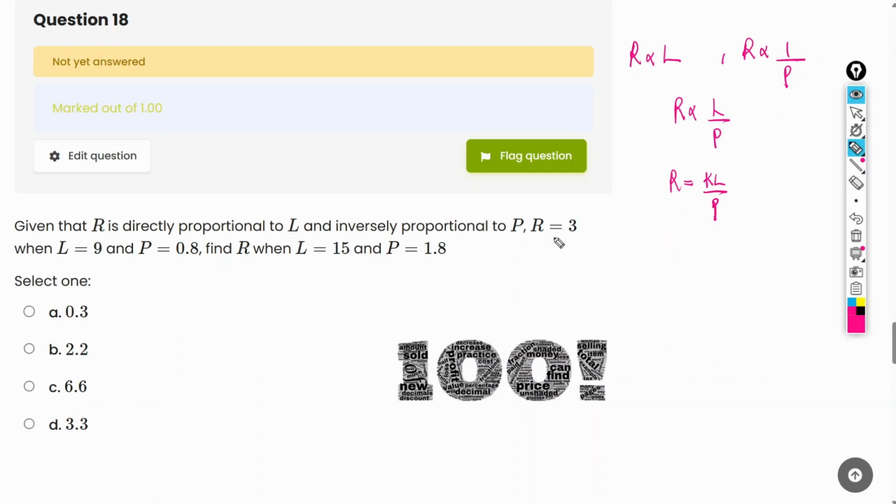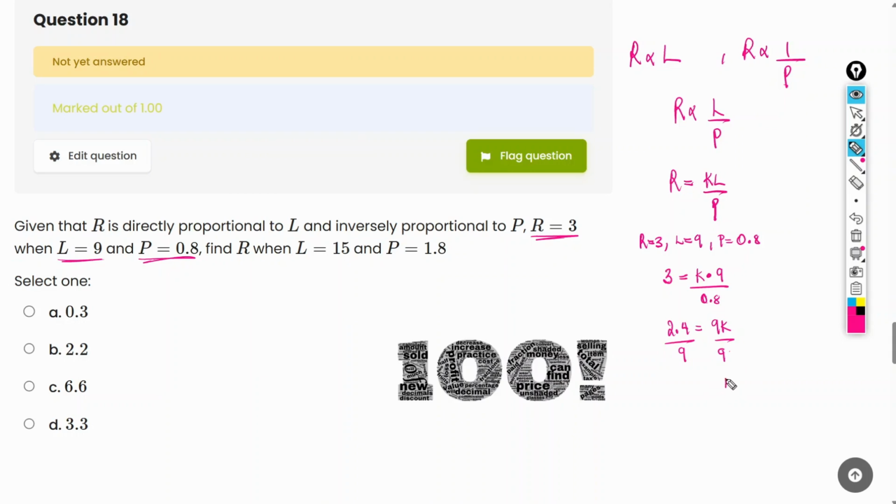Next, we introduce the values they gave to us to solve for our K. So we know when R is 3, L is 9, and P is 0.8. Let's drop this in and see what we get for K. So 3 is equal to K times 9 over 0.8. I can cross multiply to have 2.4 is equal to 9K. So K is equal to 2.4 over 9.